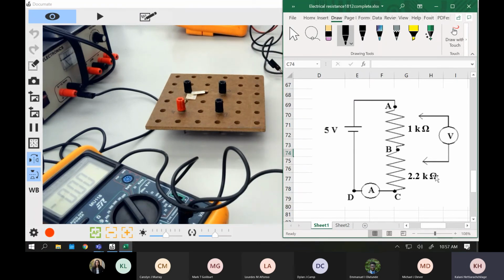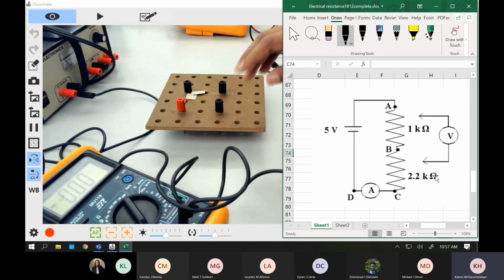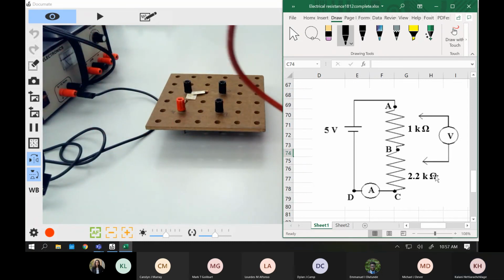Done. Okay. Then lower the voltage of your power supply all the way counterclockwise, switch it off, and disconnect everything, keeping your voltmeter and ammeter like this. Everything else should be disconnected.